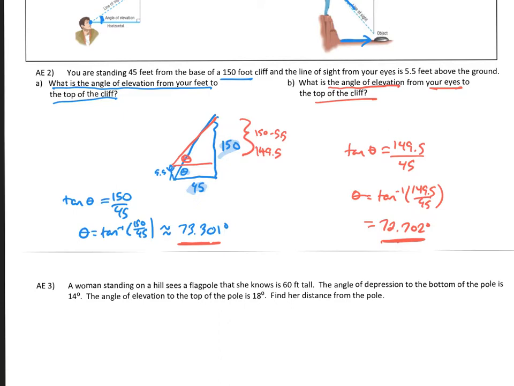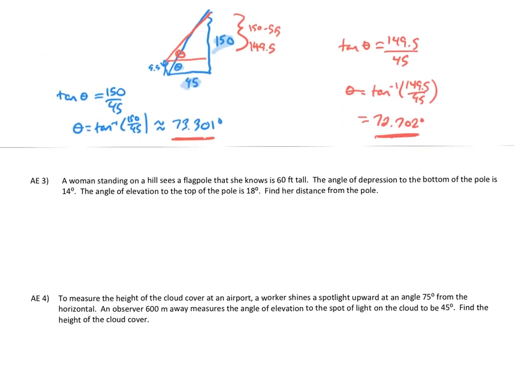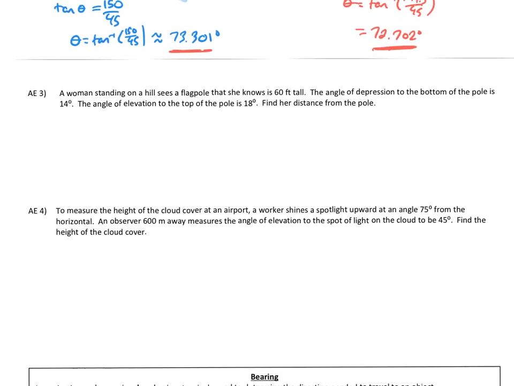Now let us go ahead and take a look at our next problem. A woman standing on a hill sees a flagpole she knows is 60 feet tall. The angle of depression to the bottom of the pole is 14 degrees. The angle of elevation to the top of the pole is 18 degrees.